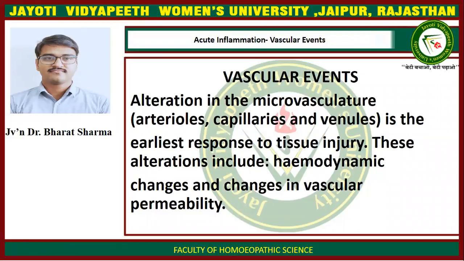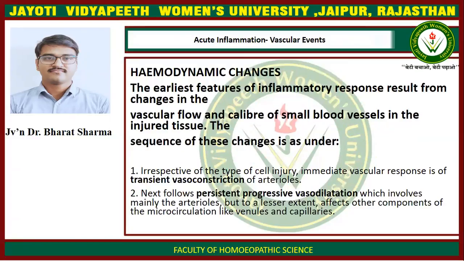Vascular events. Alteration in the microvasculature, arterioles, capillaries, and venules is the earliest response to tissue injury. These alterations include hemodynamic changes and changes in vascular permeability. Now, hemodynamic changes. The earliest feature of inflammatory response results from the change in the vascular flow and caliber of small blood vessels in the injured tissue. The sequence of these changes is as under.